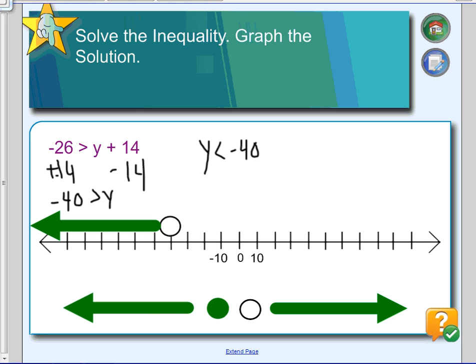When solving these inequalities, you solve them just like you would equations. And then when you're graphing them, you just want to make sure that you pay attention to which way the arrow needs to point, and whether it's an open or closed circle.